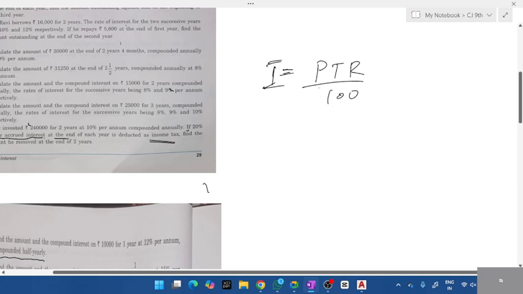Interest is equal to PTR by 100. This is the formula, students. If it is given for multiple years, say time is equal to 2 years, how do you solve this question? If time is 2 years, first, we have started the next exercise.